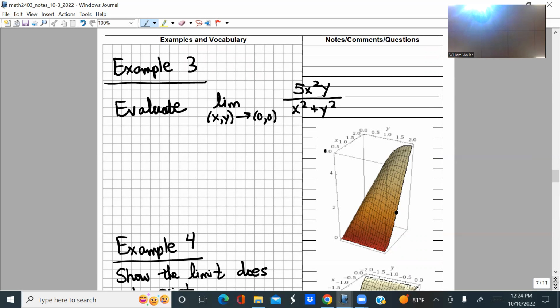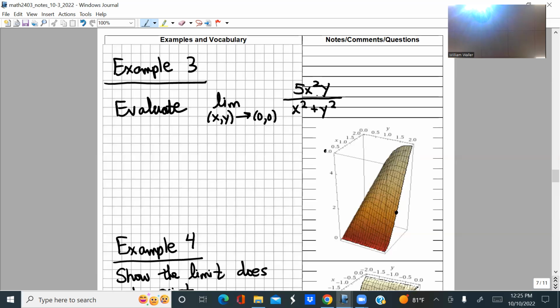But this also is a rational function, because the top is a polynomial, so this is x squared y to the first power. Those are non-negative whole numbers, so that's fine. And of course, 2 and 2 are non-negative whole numbers, right? So you have a polynomial divided by a polynomial. So this is a rational function, and it should be continuous everywhere in its domain. Unfortunately, what's not in the domain here? Yeah, okay. So we cannot evaluate this limit just by plugging in 0, 0.